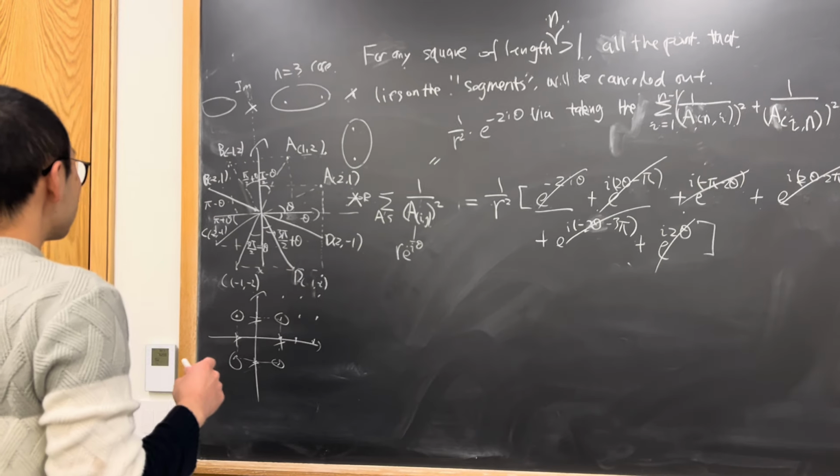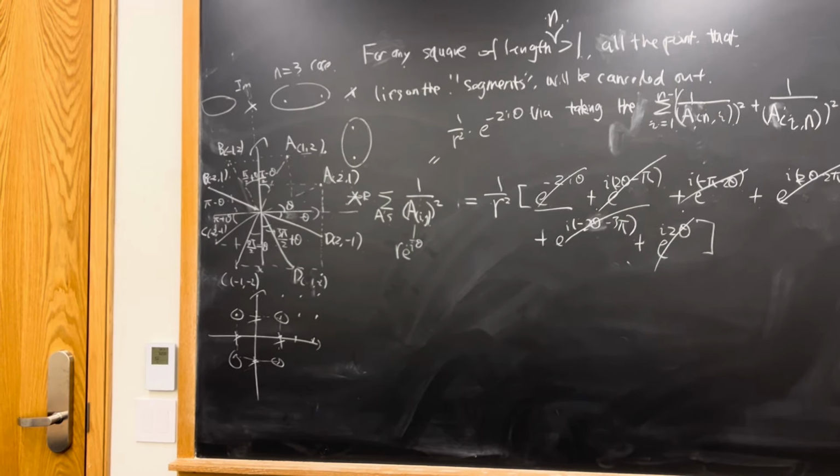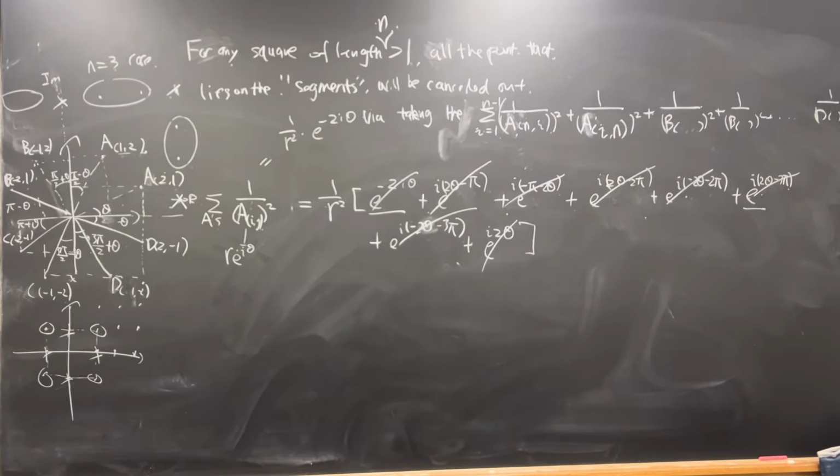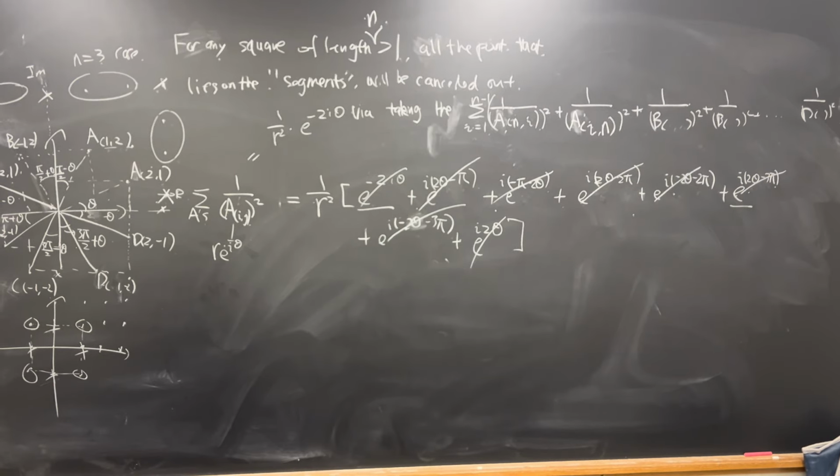So here, the only thing left is the corner points, plus the point that lies on the axis. So let me try to think.